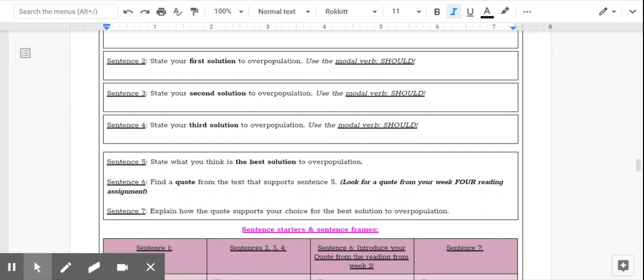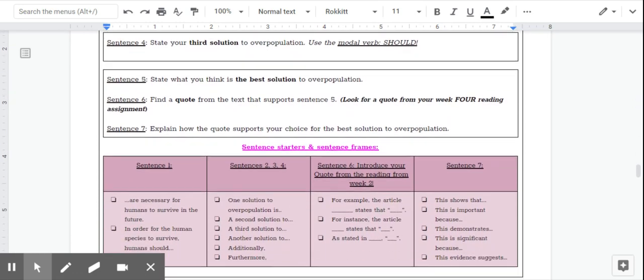And you're going to use the modal verb should, right? The first solution, let's try this one together. The first solution to overpopulation is that people should have more access to contraception. Look at my verb use, should. That's what we're going to be looking for, that modal verb. And then in sentence 3 and sentence 4, you're going to be stating your second and third solutions. And again, use that modal verb should.